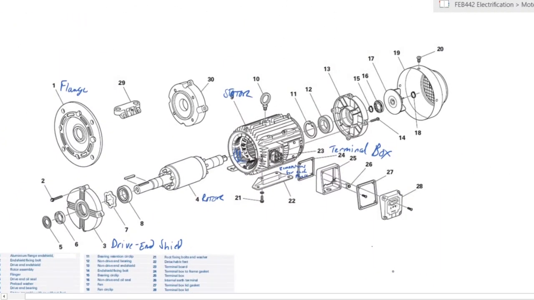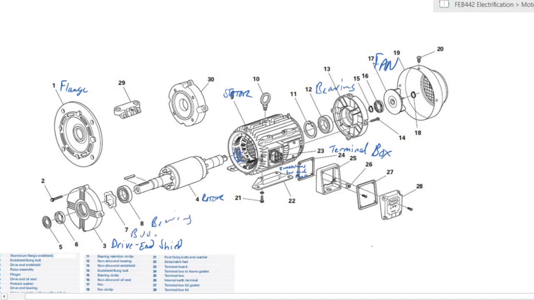the power supply. At the far end here, you have a fan. The fan provides cooling to the machine as it is operating. And then you have various other components. So this is a bearing. There are 2 of them. There's a bearing on this side as well.